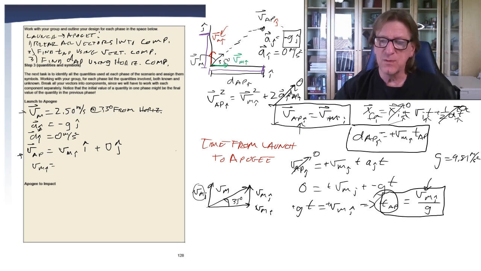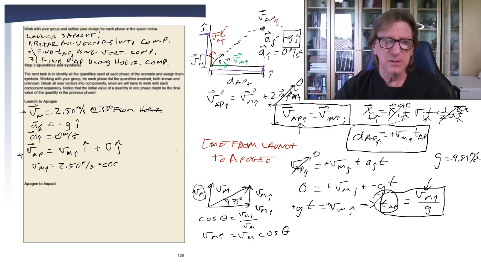All right, so is VMI going to be cosine or sine? Well, cosine is the adjacent over the hypotenuse, so that one's going to be cosine. So cosine theta is equal to my adjacent side, which is VMI, divided by my hypotenuse, which is VM, and those are scalar magnitudes. And so VMI is equal to VM cosine theta. We could go ahead and put that in there. This is going to be 2.50 meters per second times the cosine of 35 degrees.